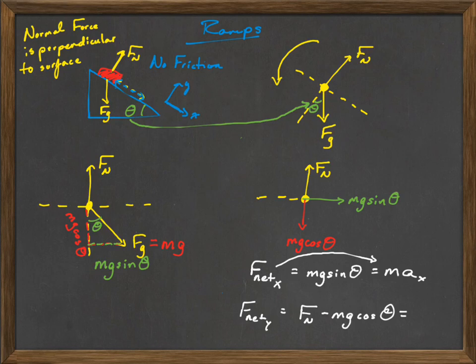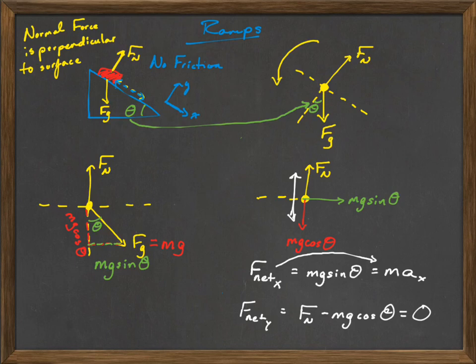but keep in mind that the box is only moving down the ramp. It's not moving along this vertical line. It's not moving in the direction of the normal force. So therefore, that net force must be 0. From here, we can then solve for whatever we want to solve for.